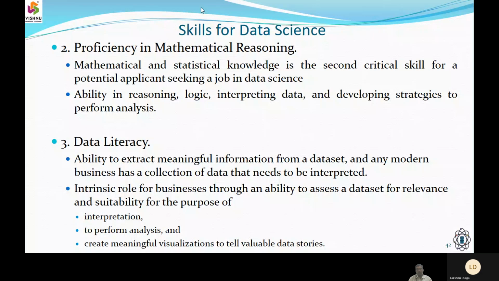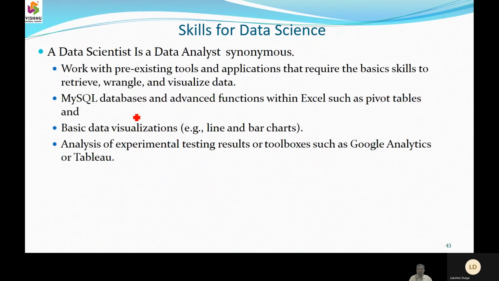The second skill is proficiency in mathematical reasoning. A vast number of mathematical applications and statistical knowledge is mandatory for a data scientist, who has to reason, execute his logic, interpret his data, derive his own strategies, and implement that content.